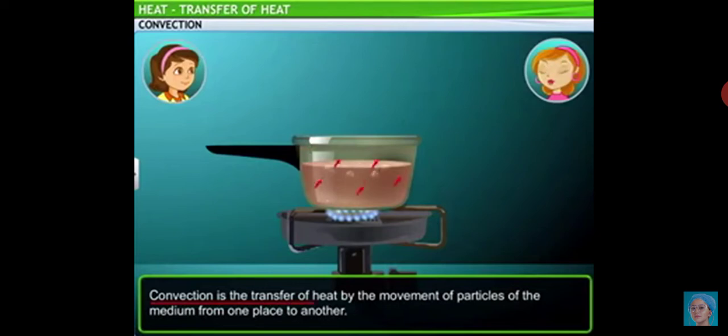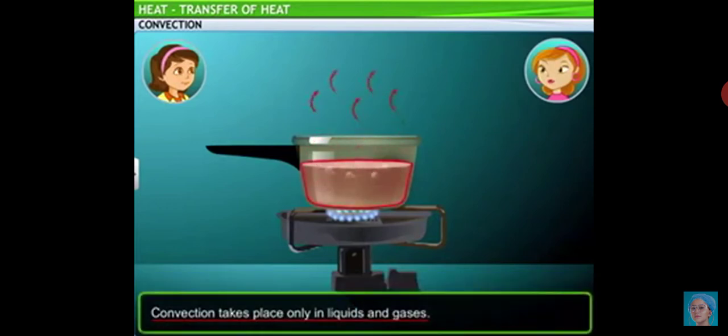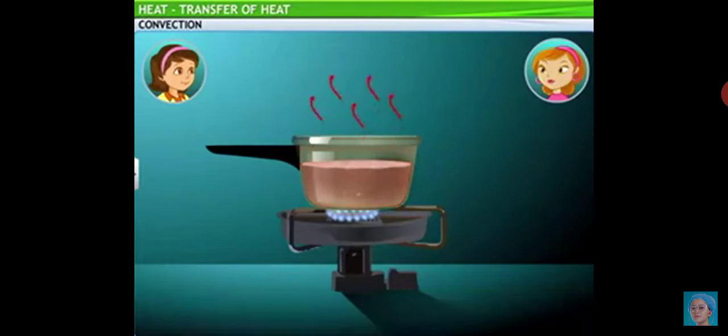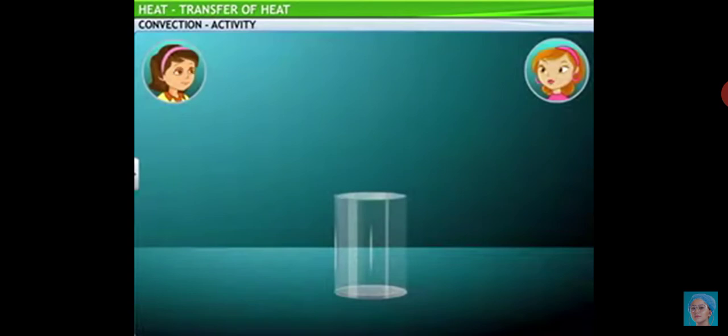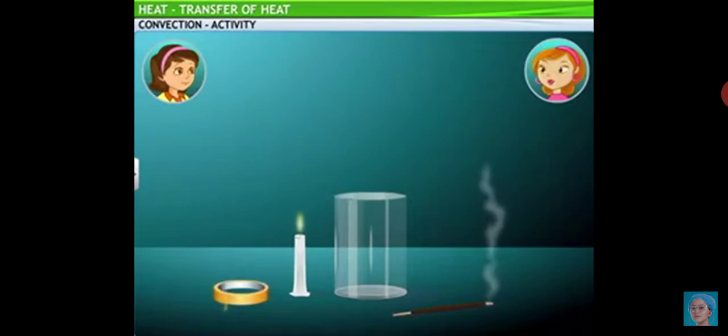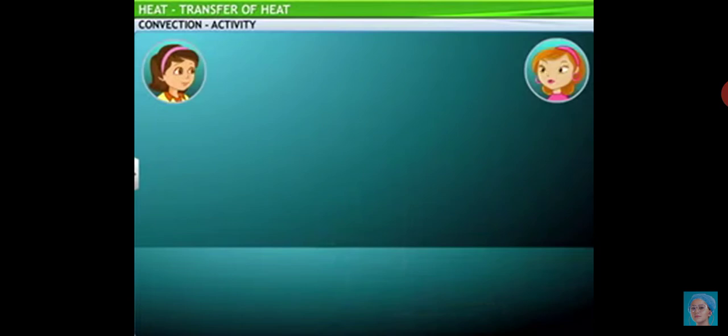Convection is the transfer of heat by the movement of particles of a medium from one place to another. It takes place only in liquids and gases. I'll show you a simple experiment to help you understand what happens during convection. We will need a cylindrical glass trough, a lit candle, a lit incense stick, adhesive tape, and a circular cardboard with two identical holes. Here we are. What do we do next?